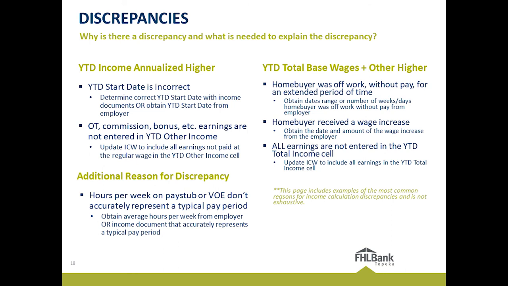Hours per week can cause a discrepancy either way. If your pay stub does not accurately represent a true amount of hours worked in a pay period, that can cause a discrepancy. Do not provide a workbook with a red warning and no explanation. Please remember, all explanations must come directly from the employer. Homebuyer explanations are not allowed.